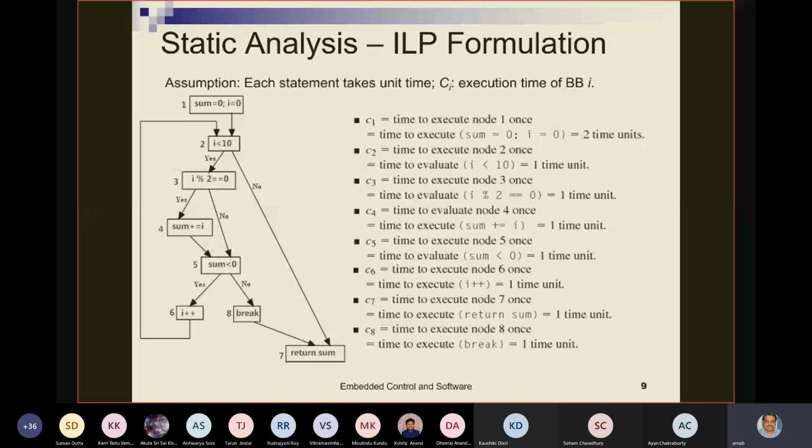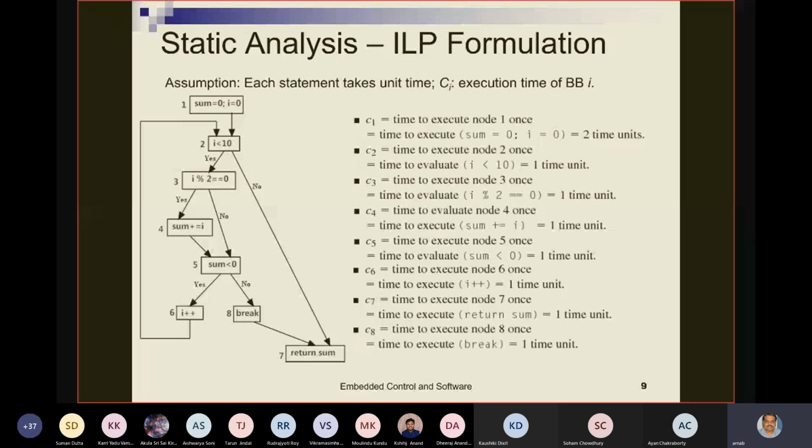The number of times each basic block will run is the decision variable, because if I give valuations to these numbers, integer numbers, I can find out the total time a certain instance of a program will take. If I say that basic block 1 will run 3 times, basic block 2 will run 4 times, basic block 3 will run 2 times, then because the worst case execution time of each basic block is known, I can find out the total execution time of the program by just summing these up.